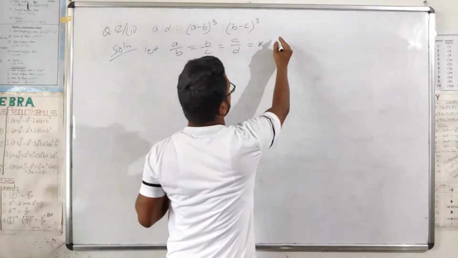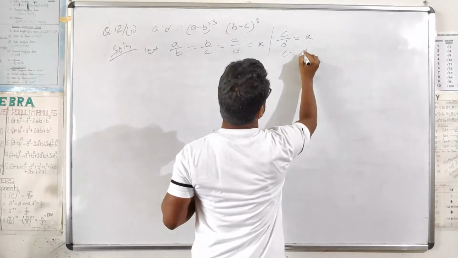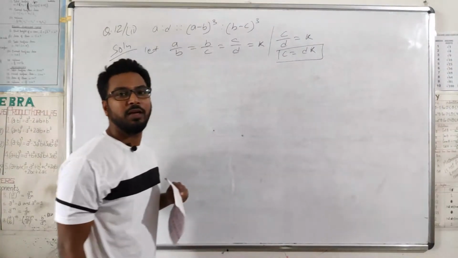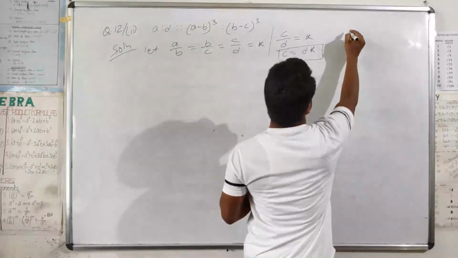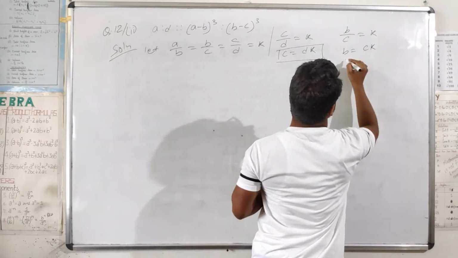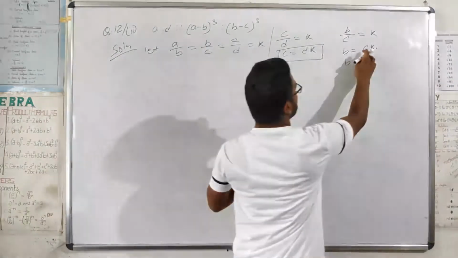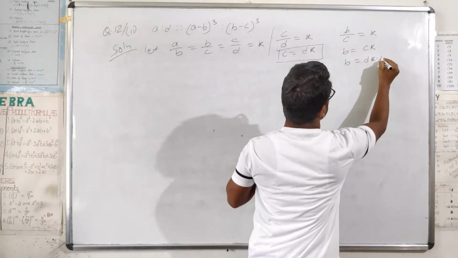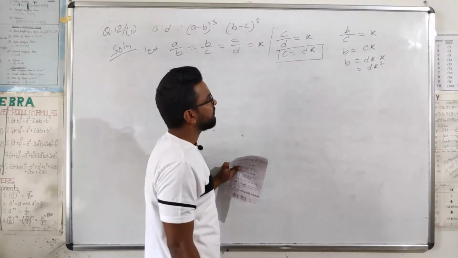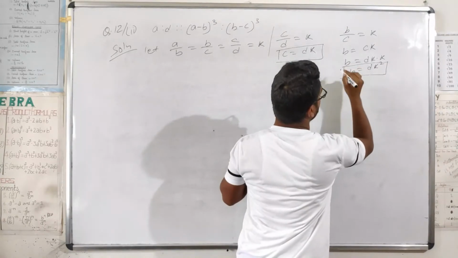So we'll start from the last. Okay, what we'll do, c by d equals k, so c will become dk. This is the first one, the value of c will become dk. Next we will compare with b by c equals k, so b will become ck, and you know that the value of c is how much? dk. So instead of c we will write dk into k, so this will become dk square, fine. So this is the other value of b.